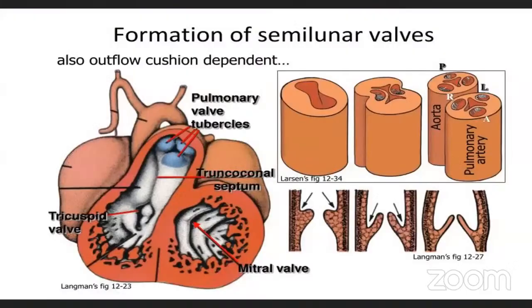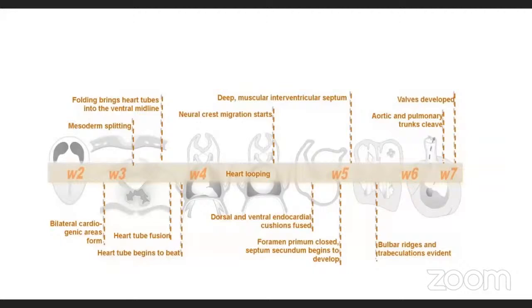The last part is the formation of semilunar valves. It's formed by the same principle as the AV valves. It's the endocardial cushions that fuse together, forming the two valves, the semilunar valves. The last slide shows the timeline of the embryo development, and this is the end of my talk. I hope it was clear. Any questions or comments?